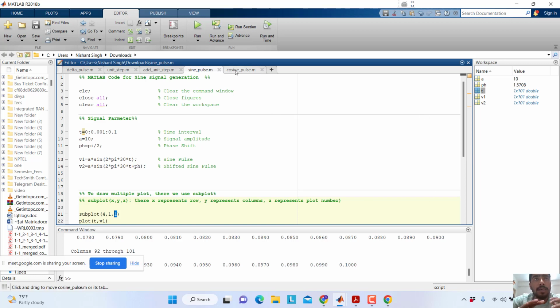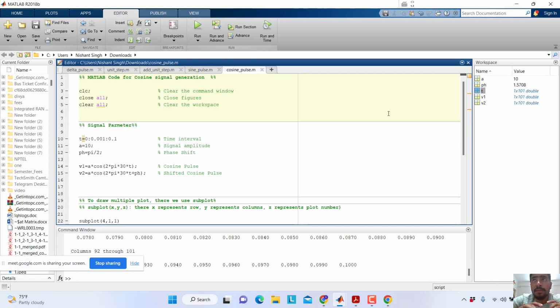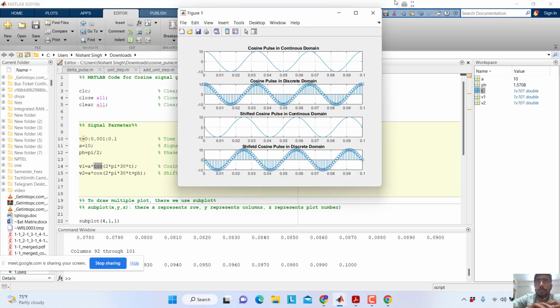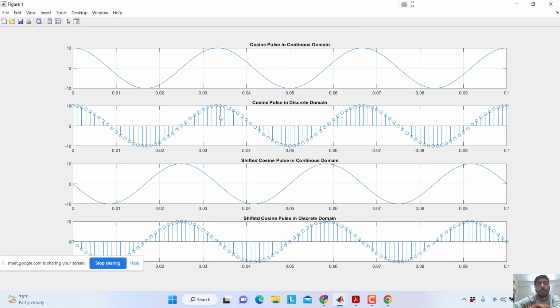Similarly, we plotted the cos pulse. Nothing is new there, we just replace the sine with the cos. That is also a standard function. So that is the result: the cosine pulse in the continuous domain, that is the discrete domain, and that is the shifted cosine pulse.